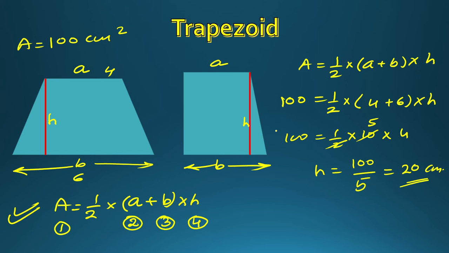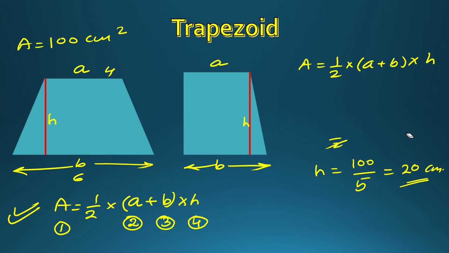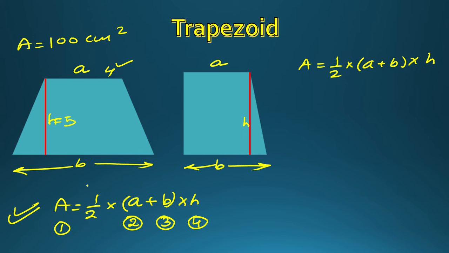The question will be extra lengthy. I will not say difficult, but it will be extra lengthy if height is given, area is given, but one side is not given. For example, here they say height is equal to 5 centimeter, upper side is 4 centimeter, but the downside we don't know, and area is once again 100 centimeter square. So how will you do this question?